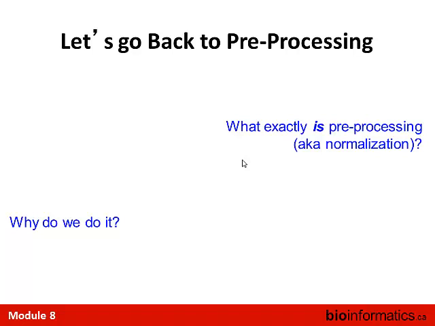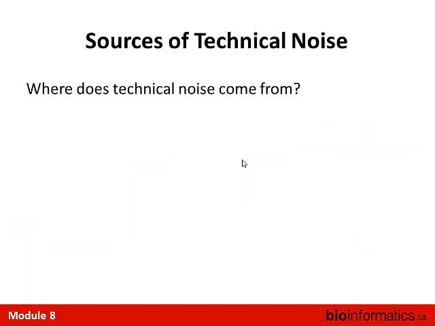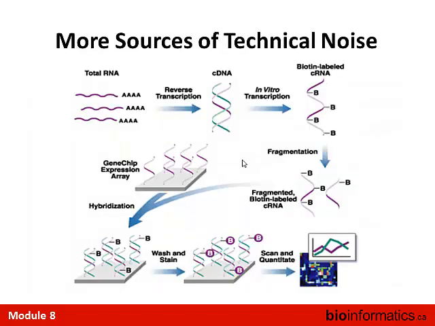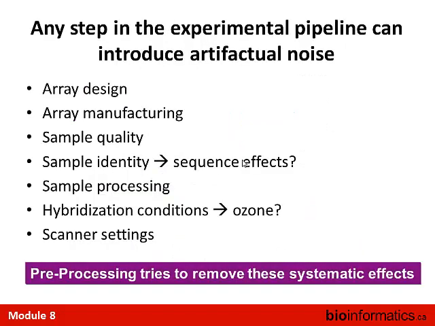So let's go back a little bit to what we're doing. So what exactly is the preprocessing? I told you, everything that we started off talking about here can produce technical noise. So for example, the construction of the array, the scanning of the array, the high resolution, all these sample preparation steps. So we're thinking about the experiment and trying to bring that to what we see. For example, sample identity can create sequence effects.